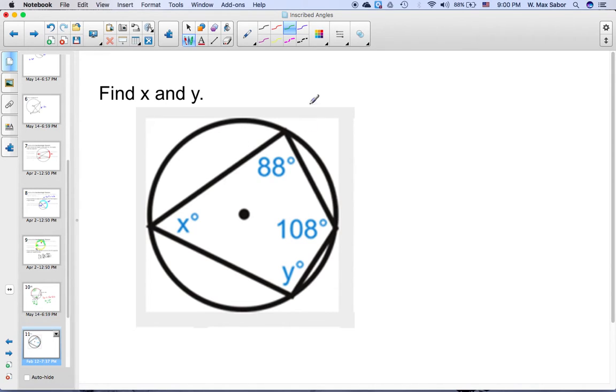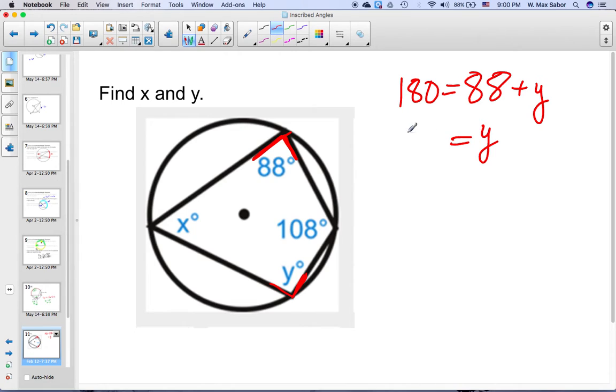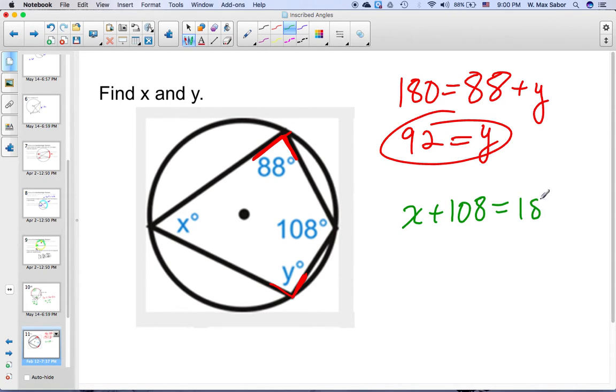Find x and y. Okay, so this is an inscribed quadrilateral, which means that the opposite angles have to add up to 180. So I can do 180 is 88 plus y. And subtracting 88 from both sides gives me 92. Same thing with x. X plus 108 is going to add up to 180. So subtract 108 from both sides, and you get x is 72.